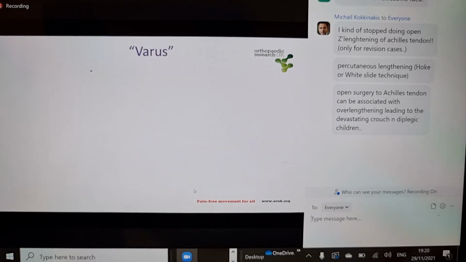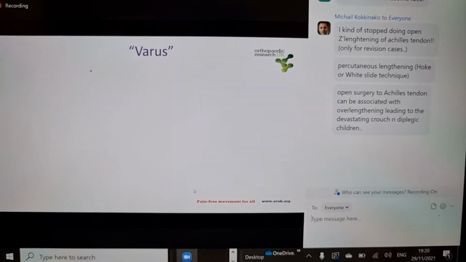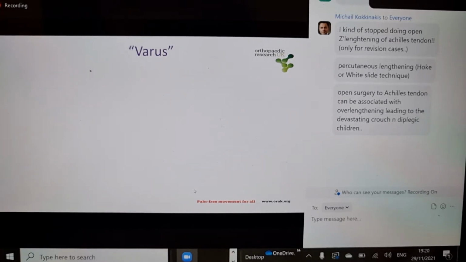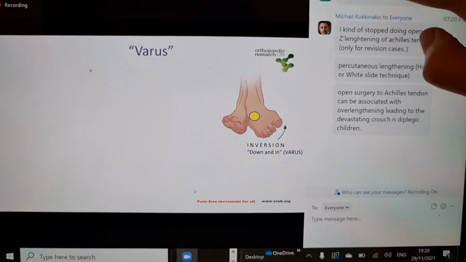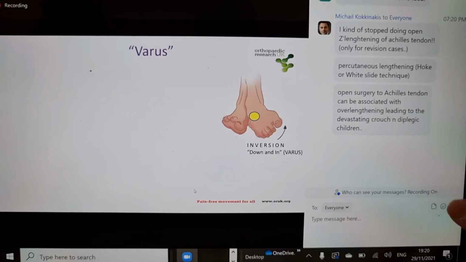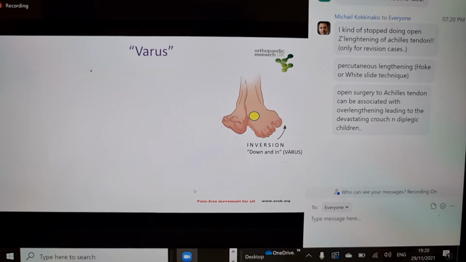So varus, I put it in inverted commas. This is the second deformity. It's not really varus. Varus is what you see in the hindfoot. But you will remember, if you've been on the previous courses, the foundation and the advanced course, where we talked a little bit about how these foot deformities arise.